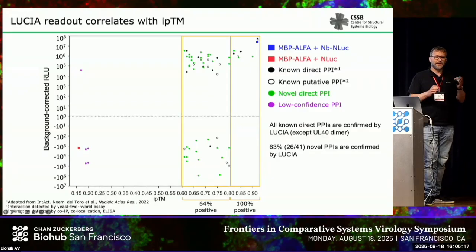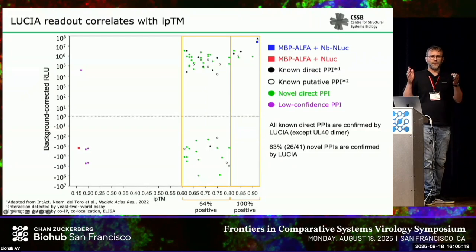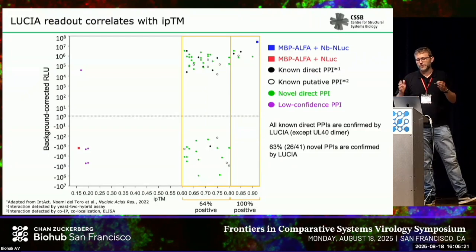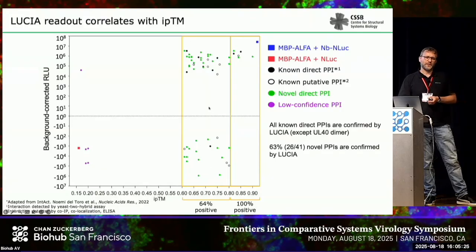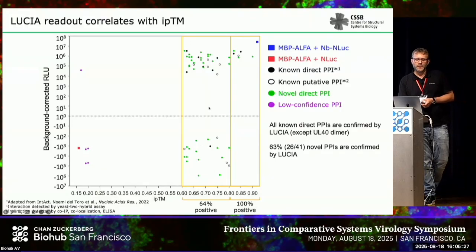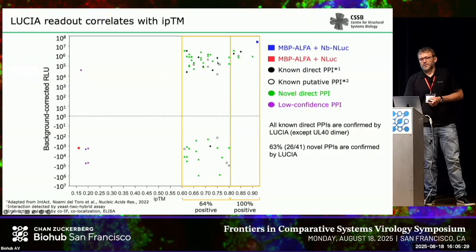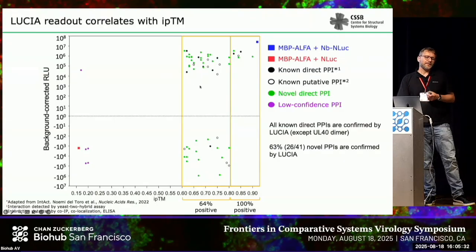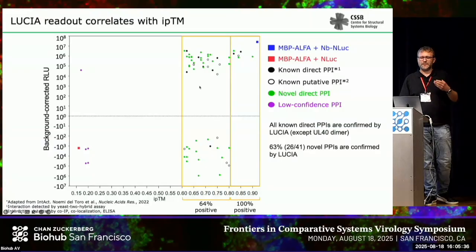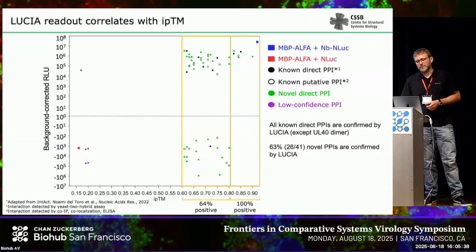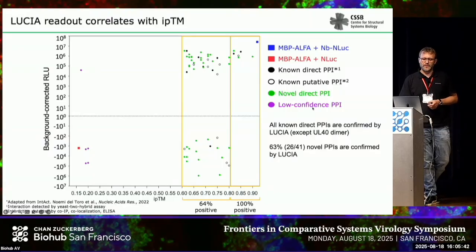And everything between 60 and 80%, DeepMind is saying this is the gray zone, so this is where we can't be sure. And what we see here is that about 64% of them are positive in our assay. So I think this is very good because it basically confirms what DeepMind also tells us, but I think this is the first time that someone has done this experimentally in an interaction assay. And then, of course, we have the low confidence PPIs, and they are clustering low.